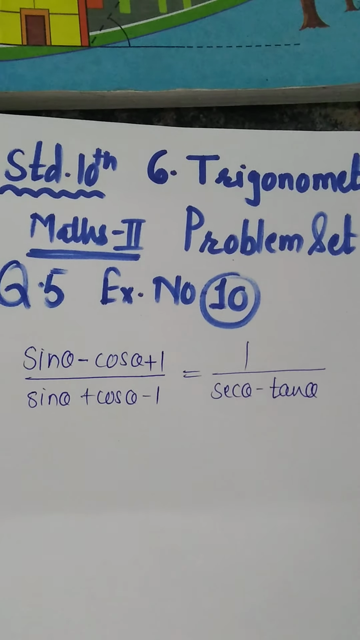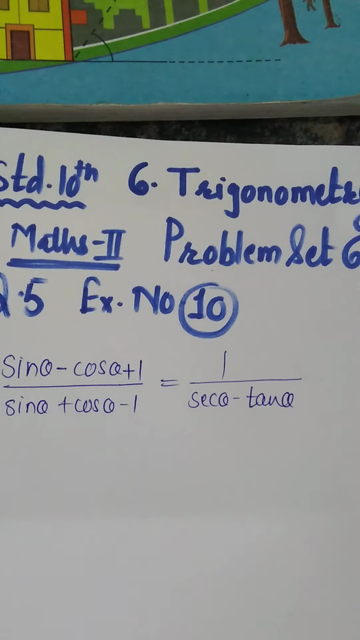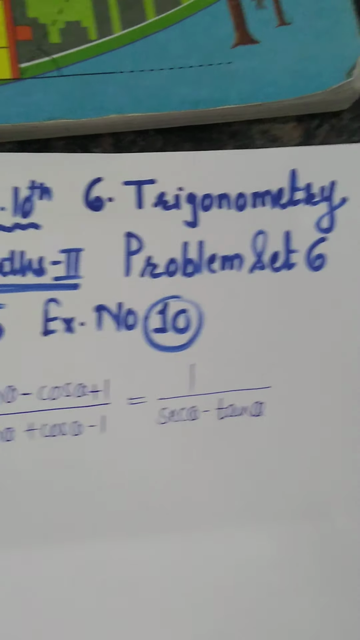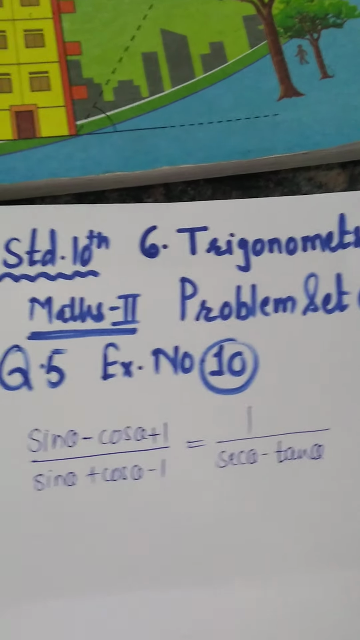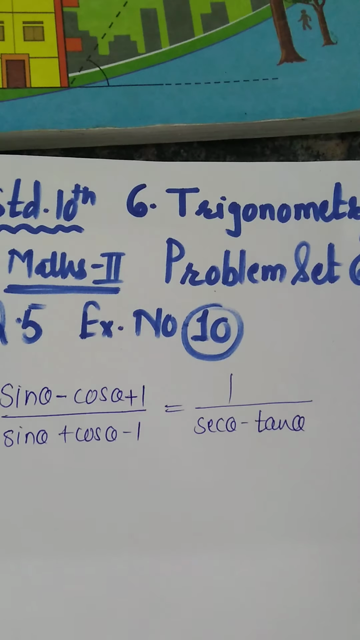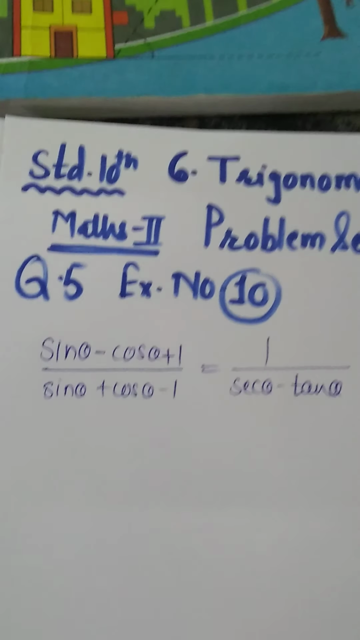Mathematics Part 2, Standard 10th. Chapter number 6, Trigonometry. Problem set number 6. We are solving question number 5, example number 10. That example is like this.